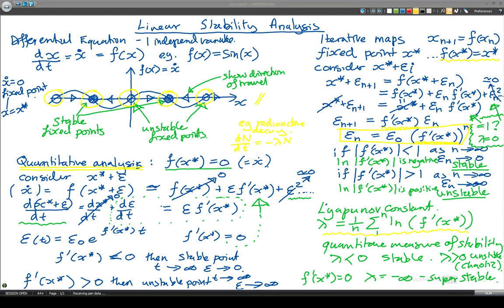Okay. So that is a way of looking quantitatively at the stability of a function in an iterative map where time is discrete. There are similarities with what we looked at in the differential equation above.